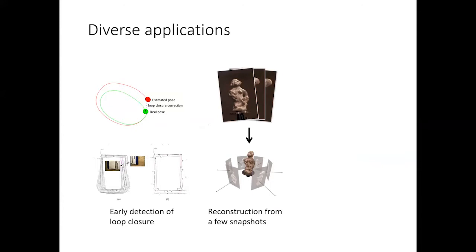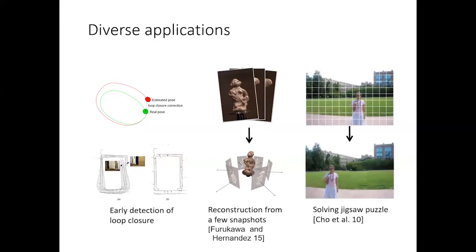And if we can do this, we can significantly reduce the number of images and observations that are required to reconstruct, for example, a very large scene. There's also an important application in solving jigsaw puzzles. For example, we want to match two patches that could be stitched together, but they do not have overlapping vision. So this is another application.